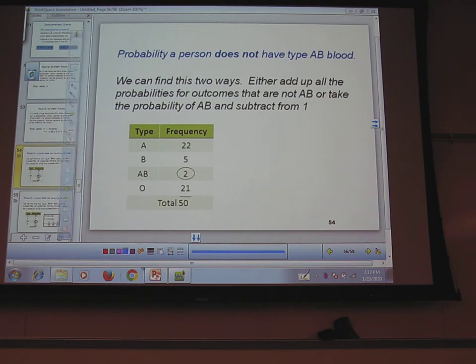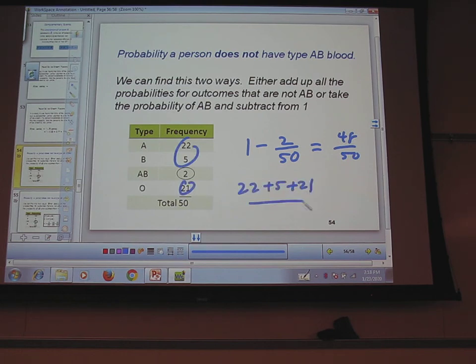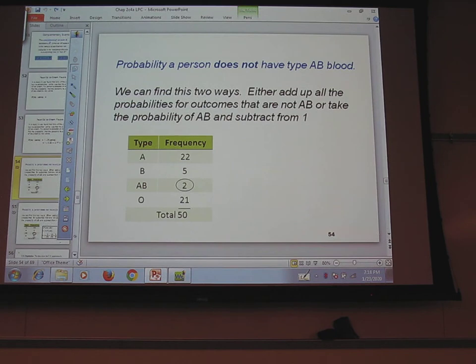There's 2 ways of finding it. What's one way? Subtract that from the total. Yep. So you could say 1 minus the probability they do have AB, right? So that ends up being 48 out of 50. Or you could just add these all up. You could add up the rest of these. 22 plus 5 plus 21 out of 50, which is the same thing. Which one's easier? 1 minus. Yeah, 1 minus. That's a lot easier.